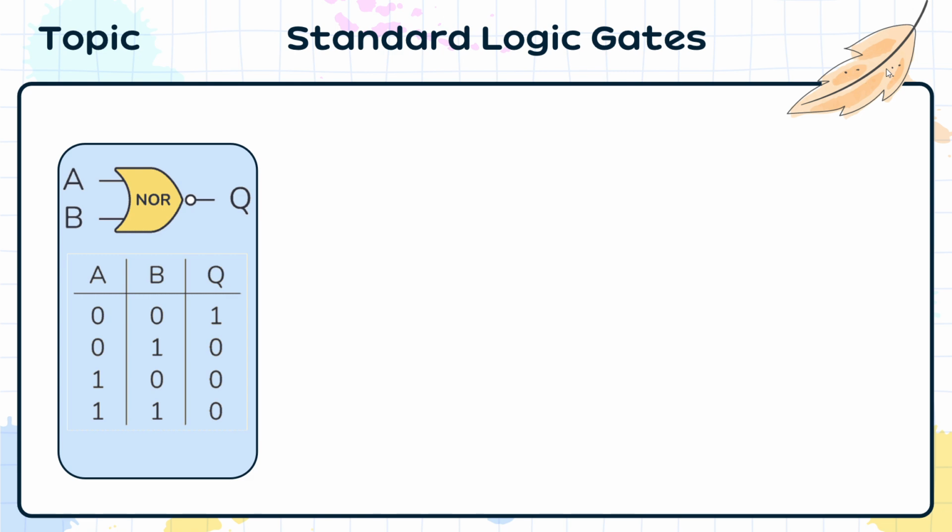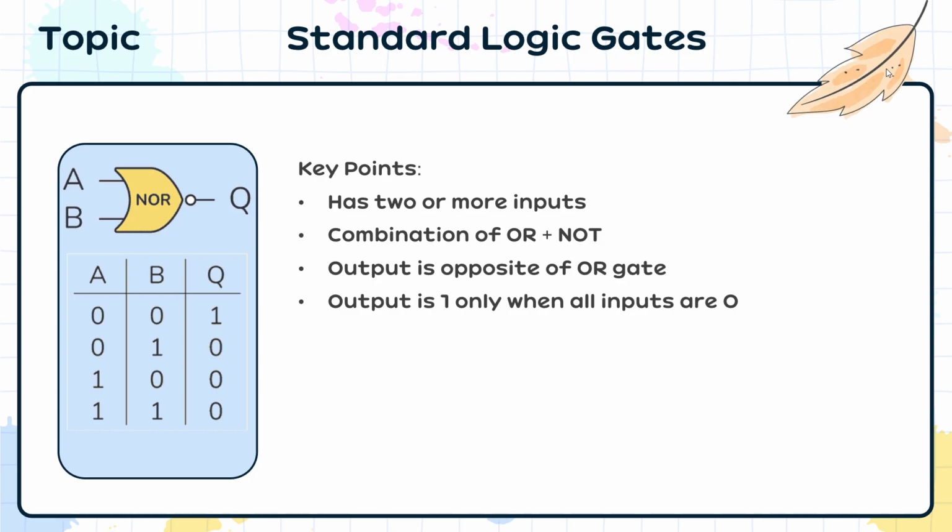The NOR gate is a combination of an OR gate and a NOT gate. Its output is 1 only when all the inputs are 0. If any input is 1, the output becomes 0.